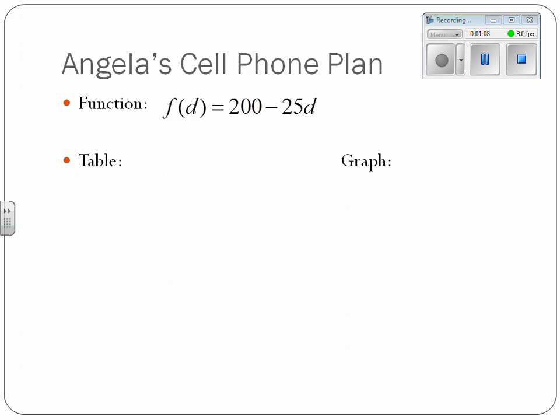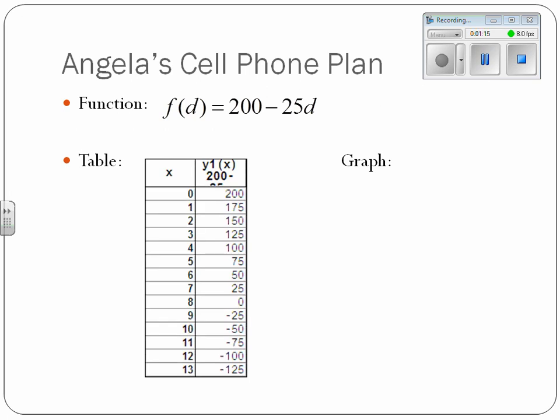Let's also look at a table of values for her function and at a graph. Here's a table of values showing how many minutes she'll have after each day goes by. So after 0 days have gone by, she has 200. After 1 day, she has 175, and so on. And you can see eventually she's going to run out of minutes.